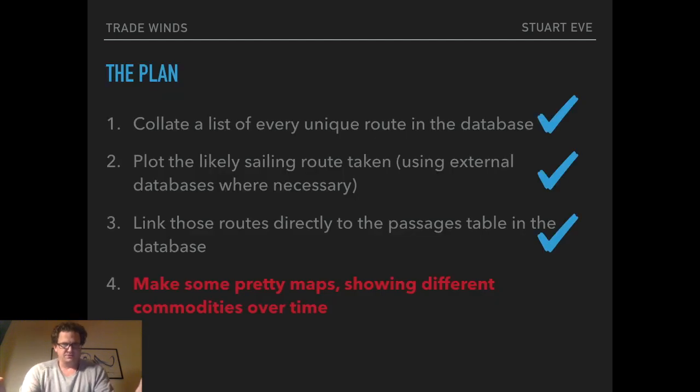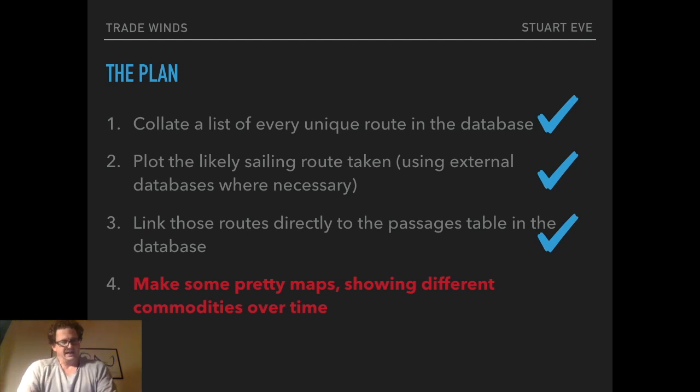So I've linked those routes directly to the passages table in the database. So now we're finally ready to start including some commodities and to begin using the dates of the journeys to start examining that data and how those routes change over time.